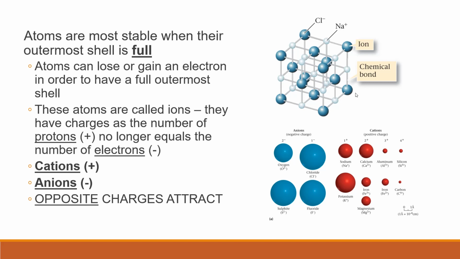These are called ions. They have a charge, and the number of protons is not equal to the number of electrons. If you have a net positive charge, it's called a cation. If we have a net negative charge, it's called an anion, and opposite charges attract. So sodium has a +1 charge. Chlorine has a -1 charge. Sodium and chloride like to come together. That's sodium chloride, which is table salt. So we see that these charges will attract each other.